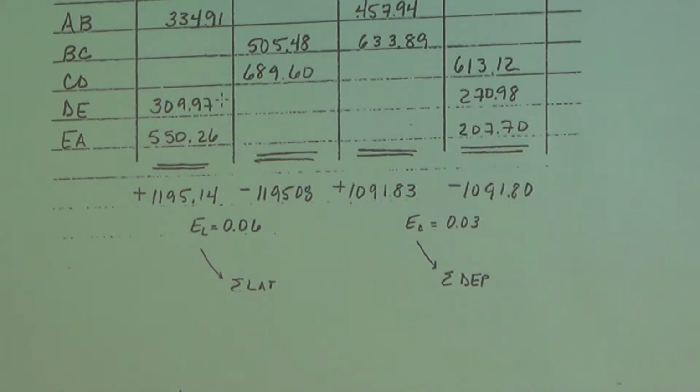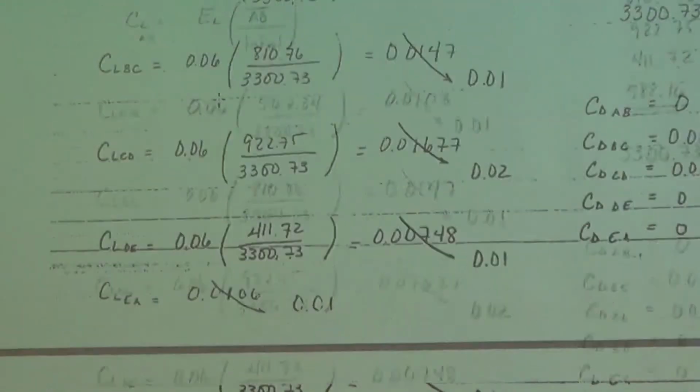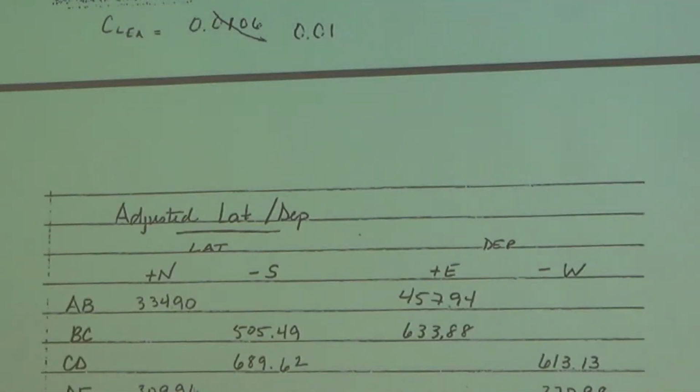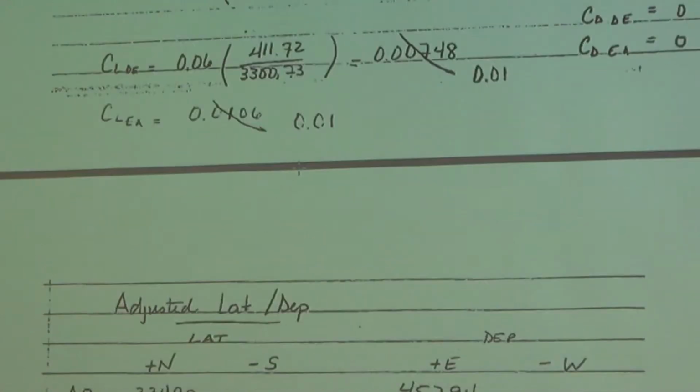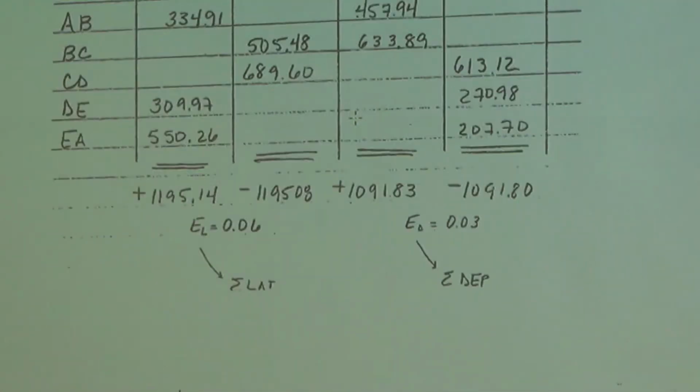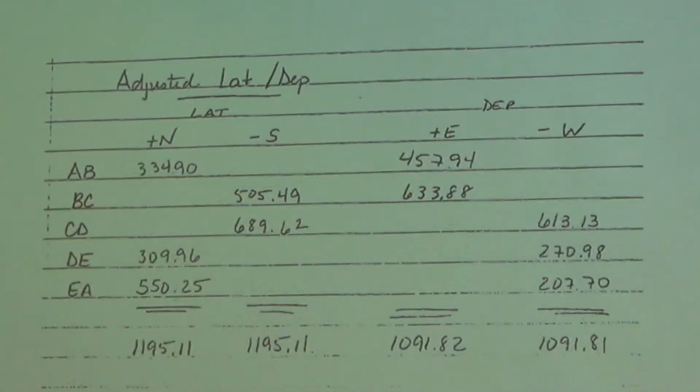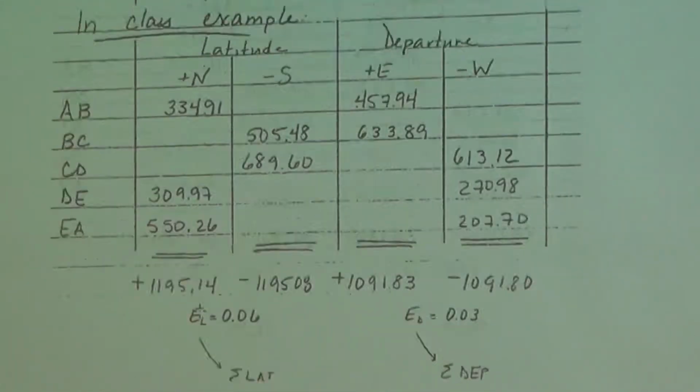So the corrected value is going to be 309.96. How about E to A? Again, it's 0.01, still in the northing. It's too big, so subtract 0.01. It's 550.25. Now when I add them up, they're 1195.11. But let's do the others.